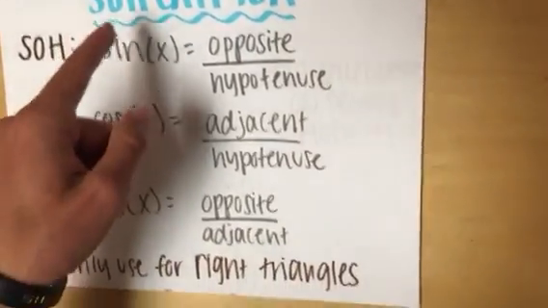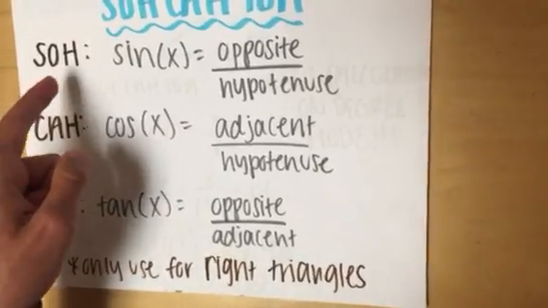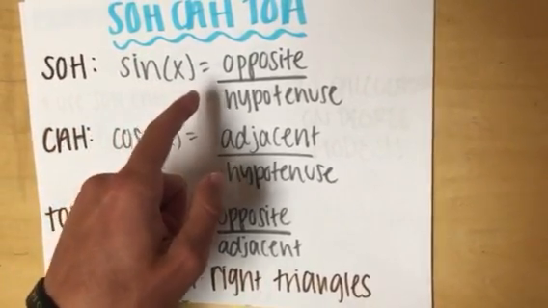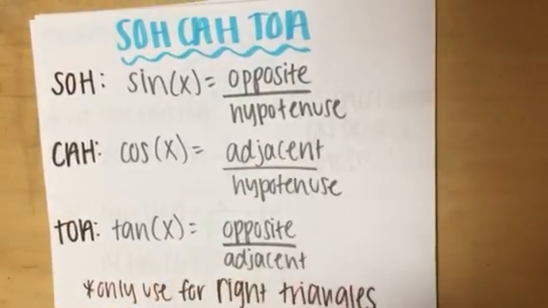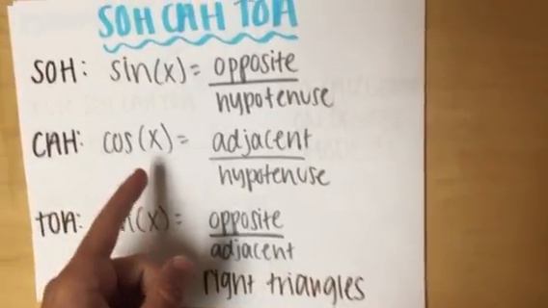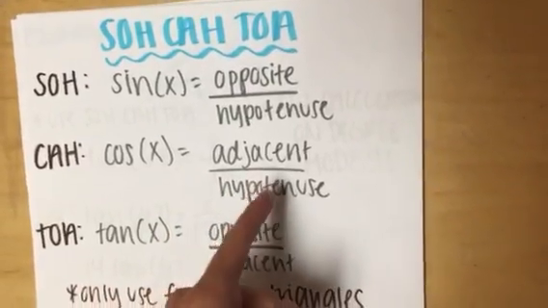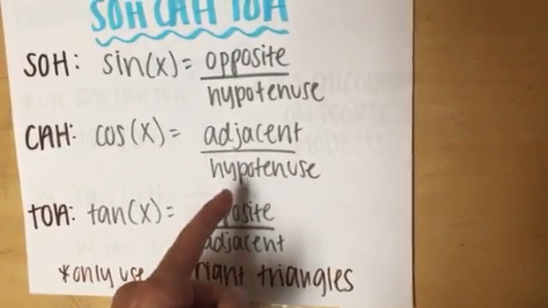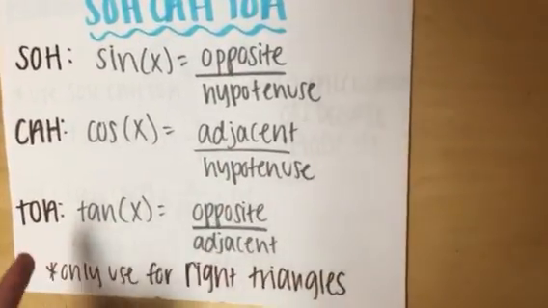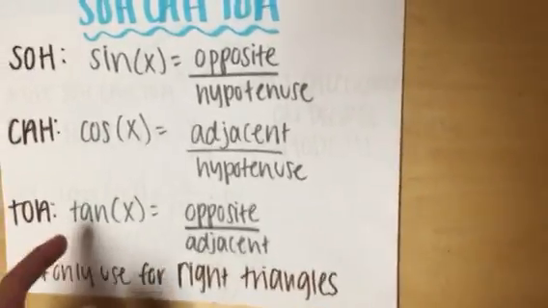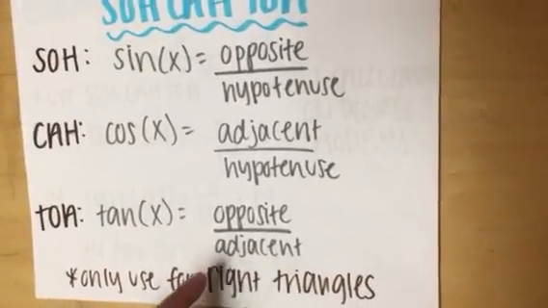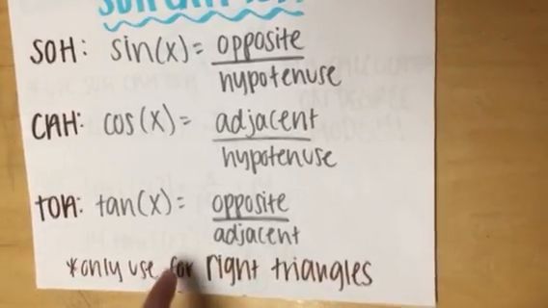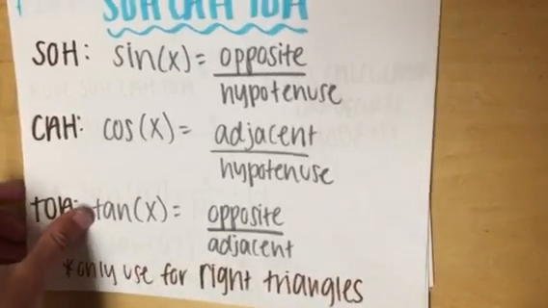On degree mode. SOHCAHTOA. So sine of x equals opposite over hypotenuse. Nice grammatical error. Cosine of x equals adjacent over hypotenuse. TOA equals tan of x equals opposite over adjacent. Now keep in mind, this is only for right triangles.